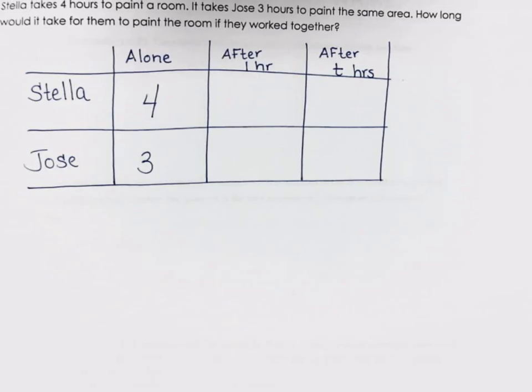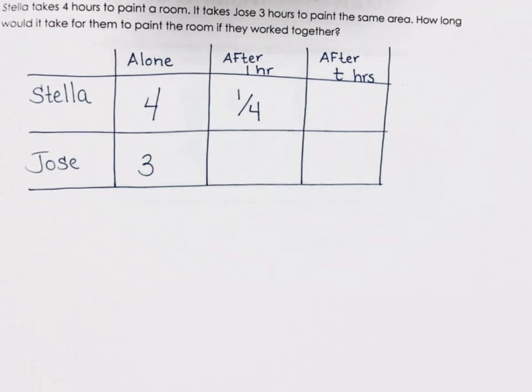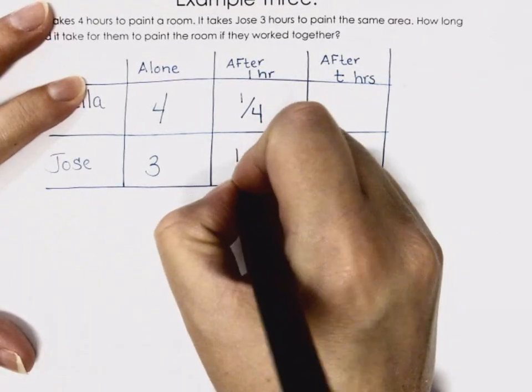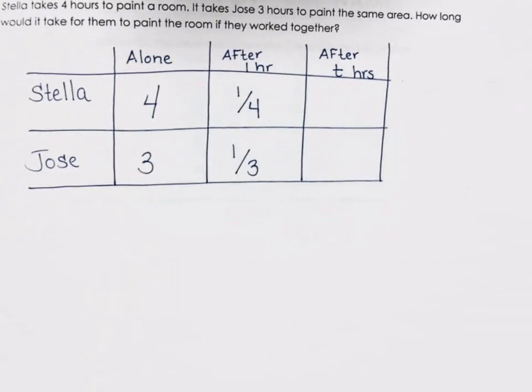On the top right, does it say after T hours? Yes, after T hours. What is the T? The time. After an unknown amount of time. Okay, after 1 hour, how much has Stella painted of the room? A quarter. Good job. What about Jose? A third. After T hours, an unknown amount of time.